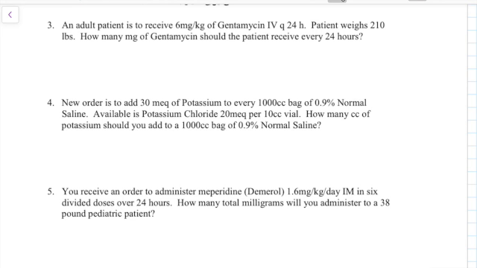An adult patient is to receive 6 milligrams per kilogram of gentamicin IV every 24 hours. Patient weighs 210 pounds. How many milligrams of gentamicin should the patient receive every 24 hours? So we want to know milligrams per 24 hours. And when I write out the problem, I'm going to use per day. So milligrams, 24 hours. The order is 6 milligrams per kilogram.